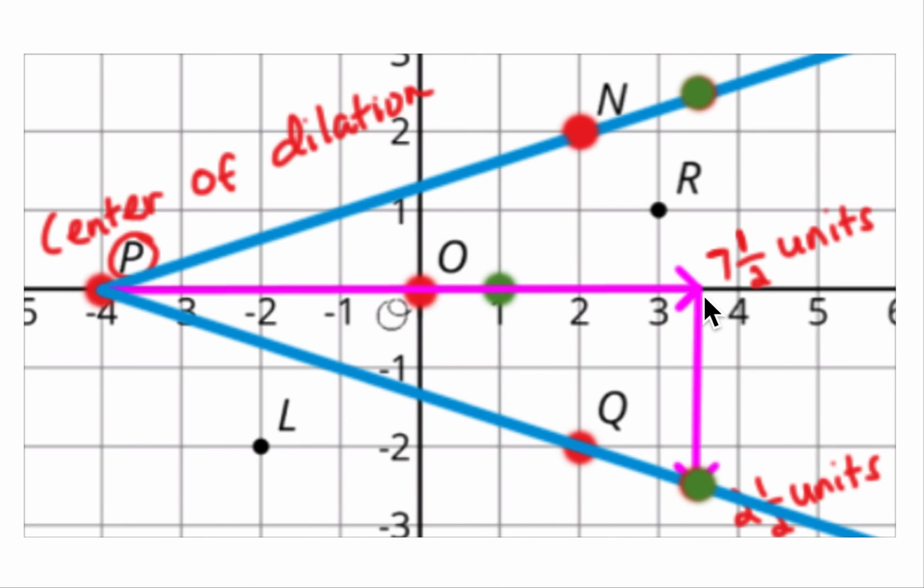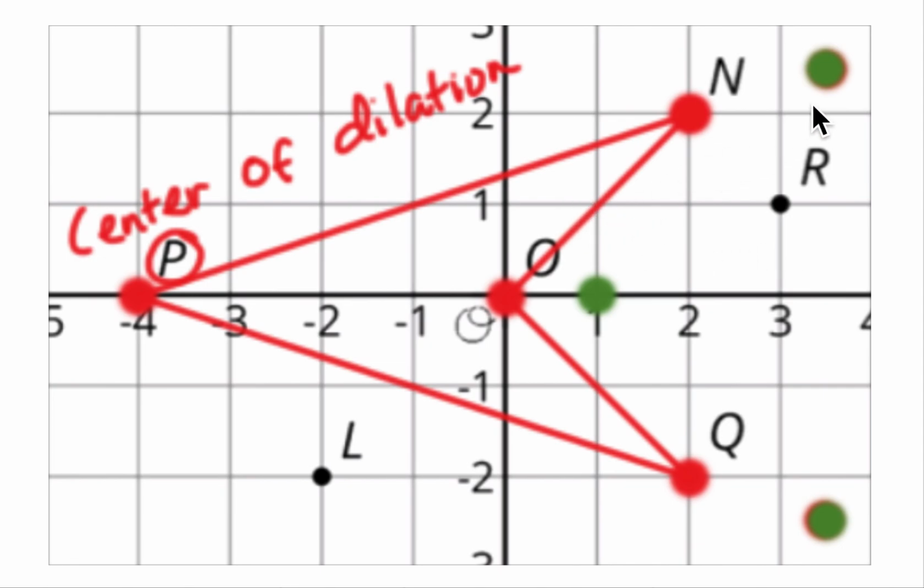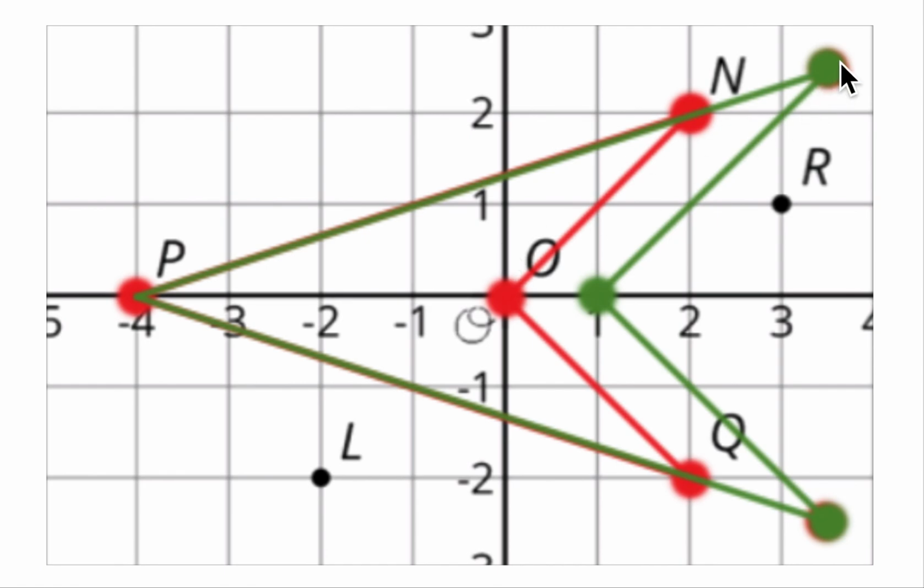So notice that this length is 7.5. It's 1.5 units more than 6, and this length is 2.5. It's a half of a unit more than 2. This is 2.5 units, and this is 7.5 units. So you just have to work through with the fractions to get used to that. And you get these points and connect them, and you get this scaled image.